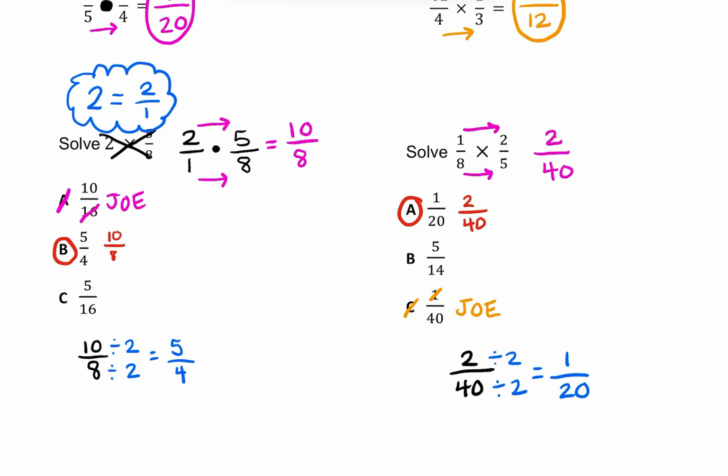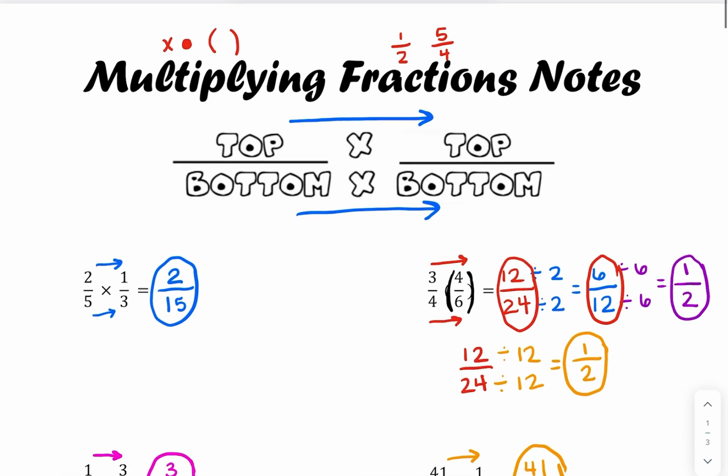So remember, whole numbers go over 1, and when we multiply fractions, we go top times top, bottom times bottom.